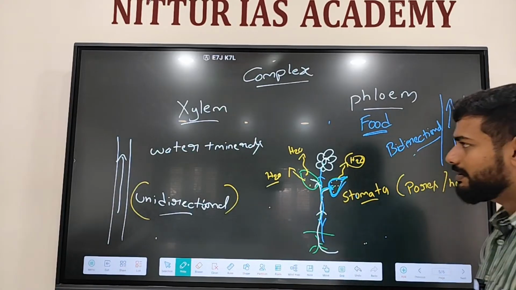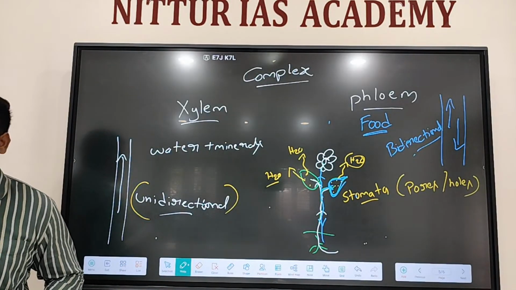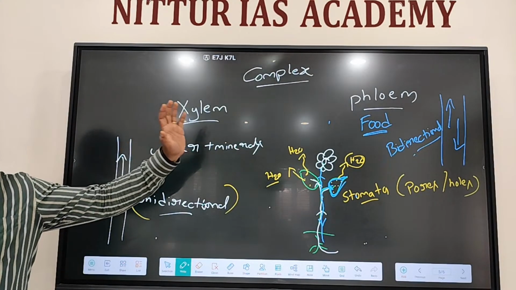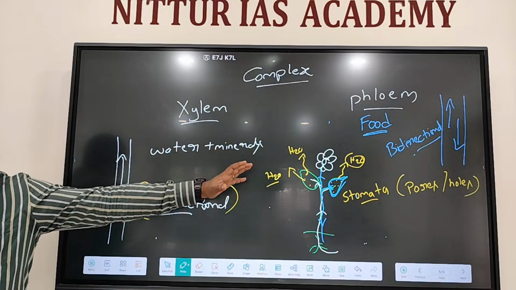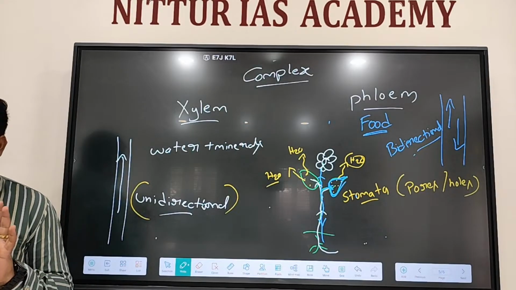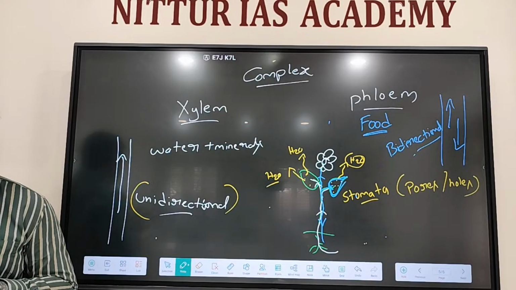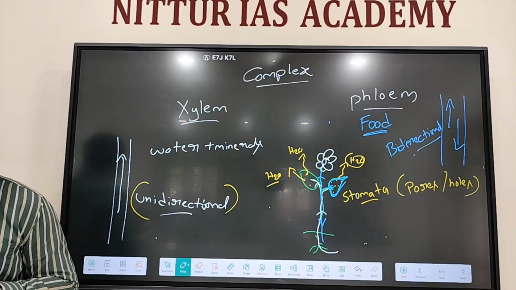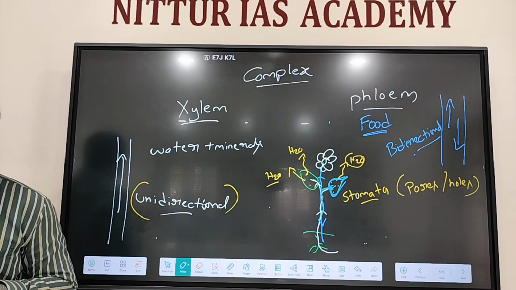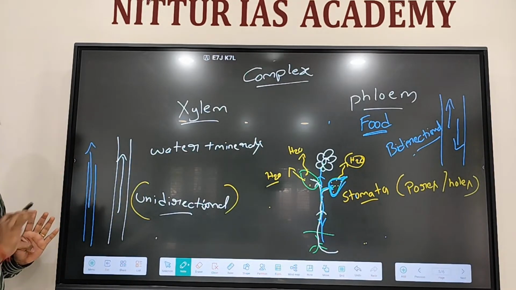Bidirectional flow is seen. In one of the examinations, they asked a question about xylem. They have given many statements. Consider the following statements regarding xylem and choose the correct statements among them. Xylem is a vascular tissue which helps in transportation. Is it right? Yes, correct. Vascular tissue means pipe-like tissue which helps in transportation.